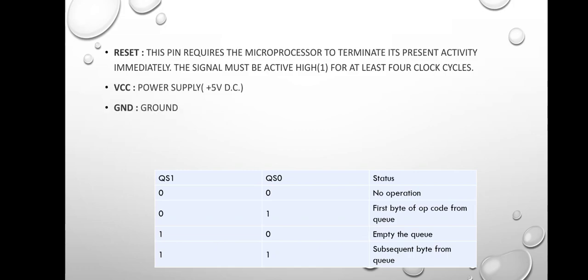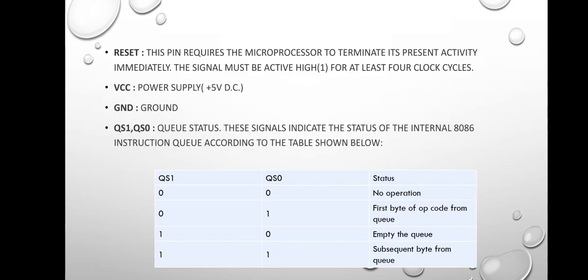Next one is the RESET pin. This pin requires the microprocessor to terminate its present activity immediately. Whenever we want to terminate the present activity immediately, the RESET pin is used. The signal must be active high for at least 4 clock cycles. This is mandatory.